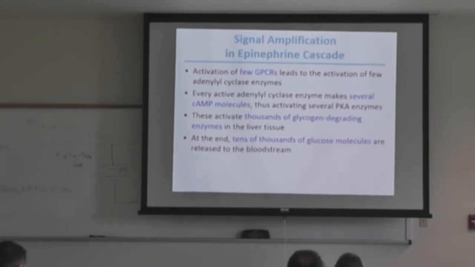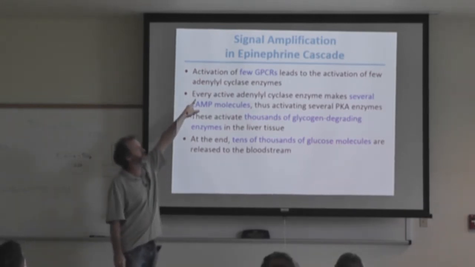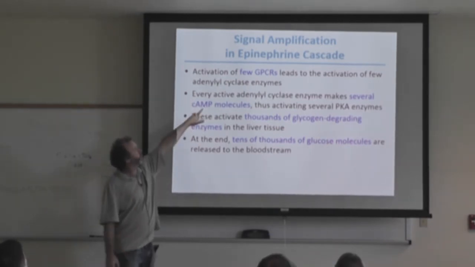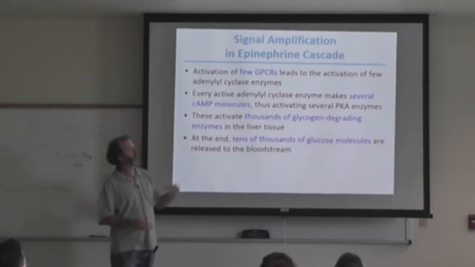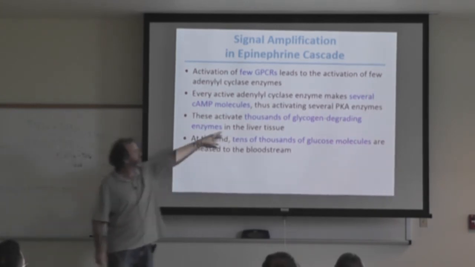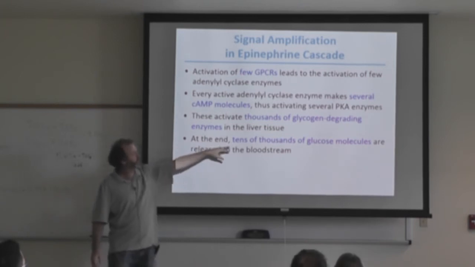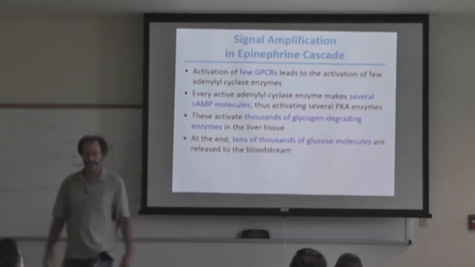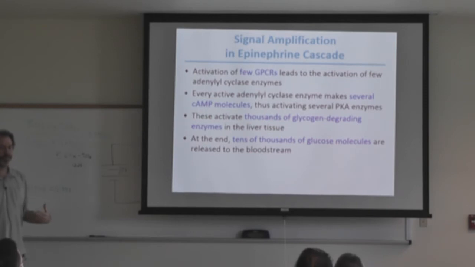So, signal amplification in the epinephrine cascade. Activation of a few G protein coupled receptors will lead to the activation of a few adenylyl cyclase enzymes, and they'll produce quite a few cyclic AMP molecules, and that'll activate several protein kinase A enzymes, and then these will activate thousands of glycogen degrading enzymes in the liver tissue. And at the end, you have tens of thousands of glucose molecules that are spit out of the liver into the blood. And why would you need that? To respond to some fear, or if you're trying to fight for your life, you need a lot of energy there.